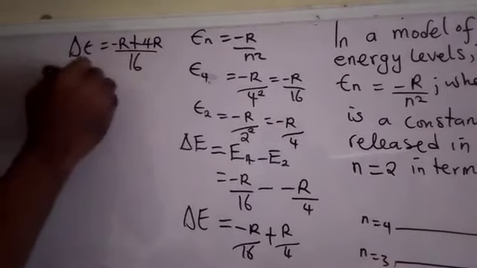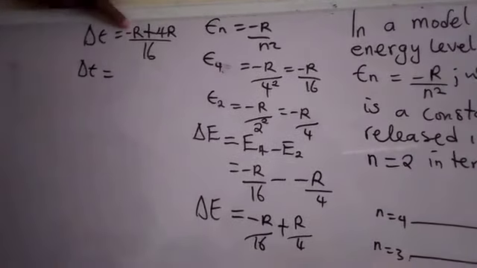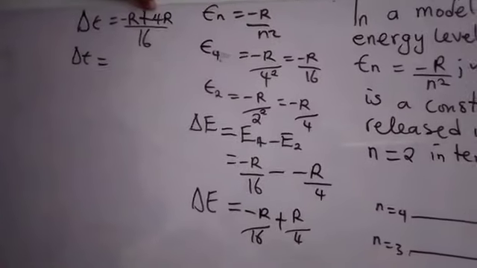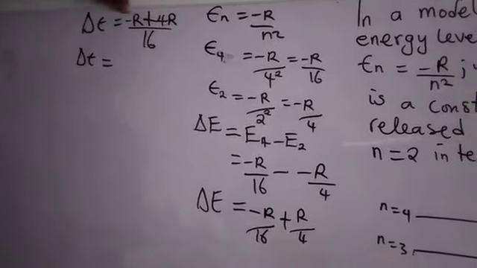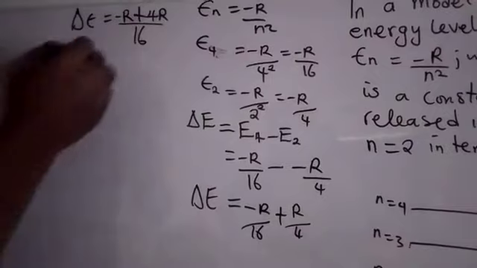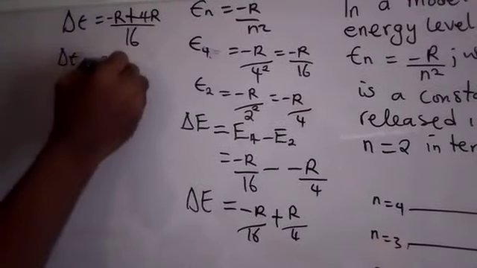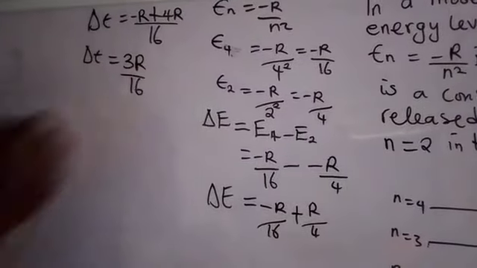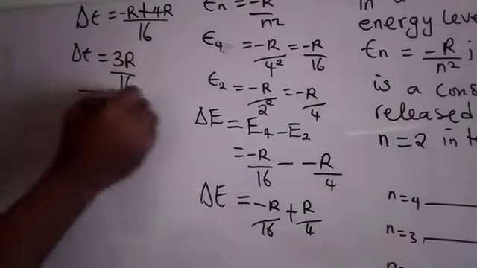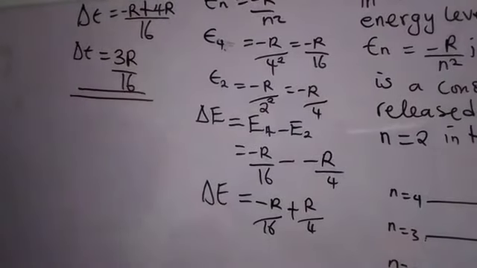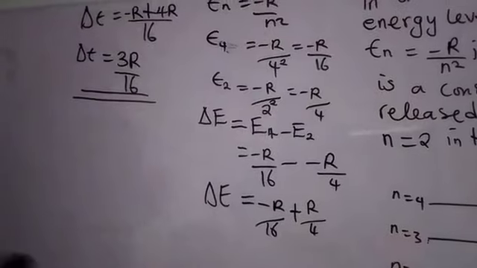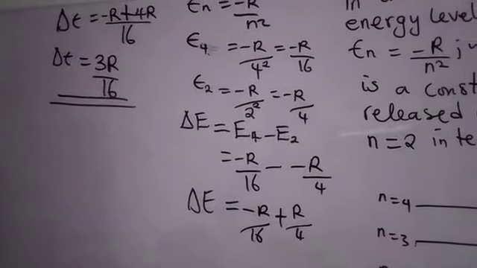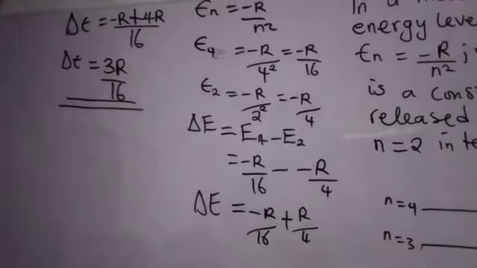Now what do we have left? You are owing R, but you have 4R. So just take 1R from here, pay for the one you are owing. You have 3R remaining over 16. And this is the amount of energy that will be released as electromagnetic radiation when the electron moves from level 4 to level 2.